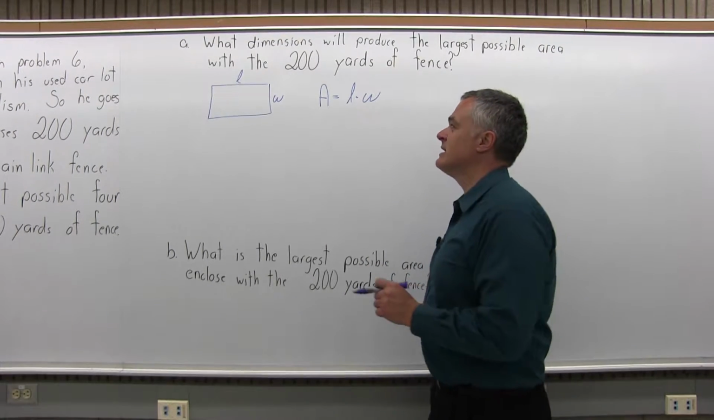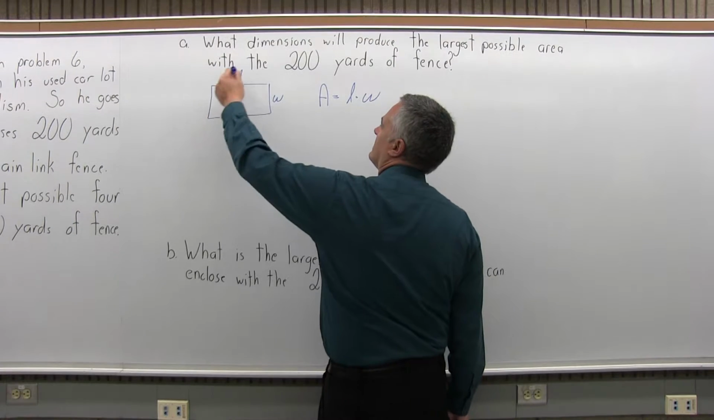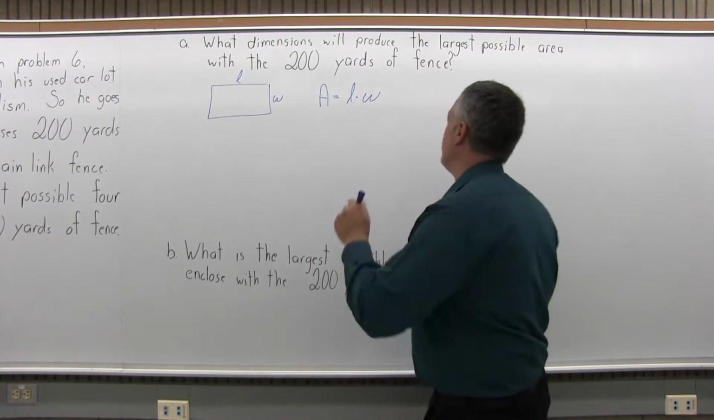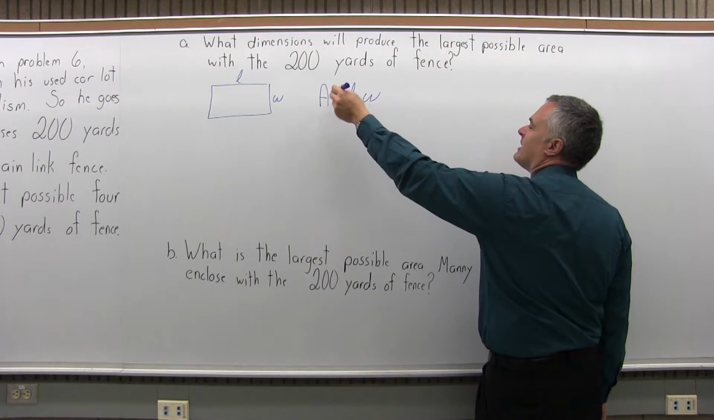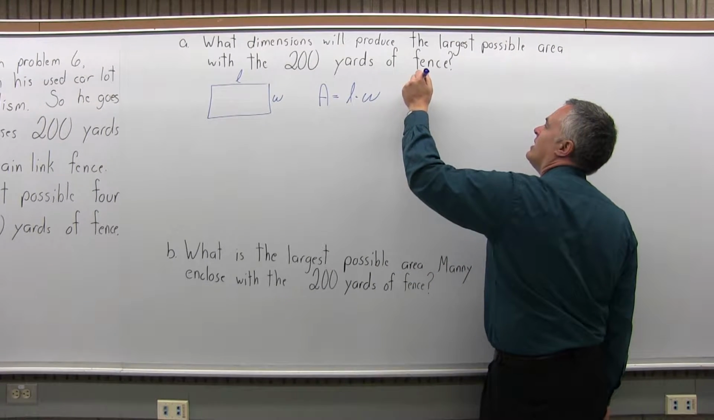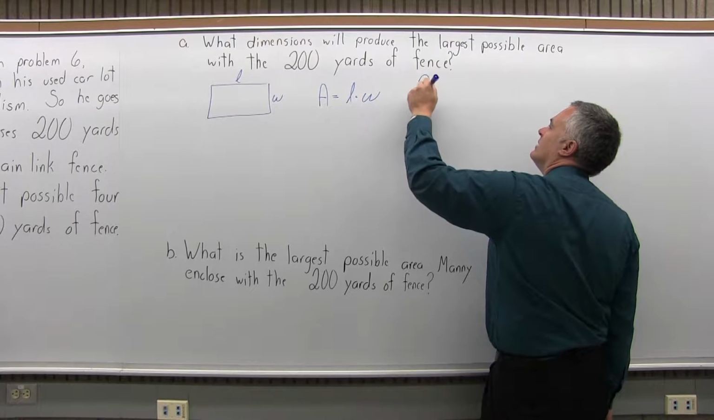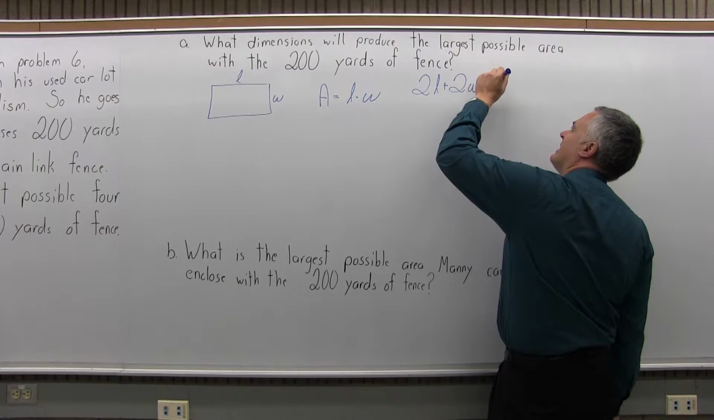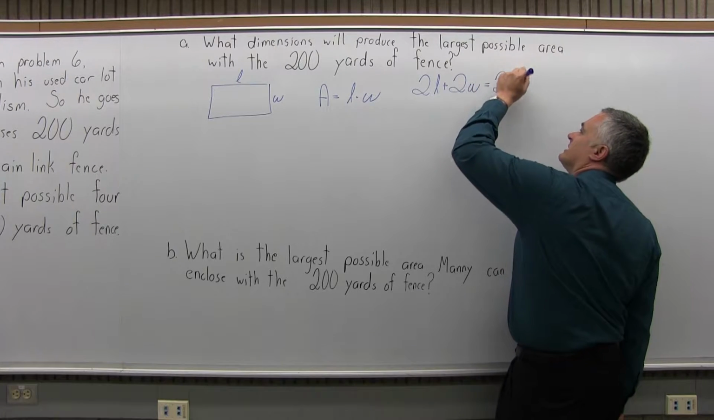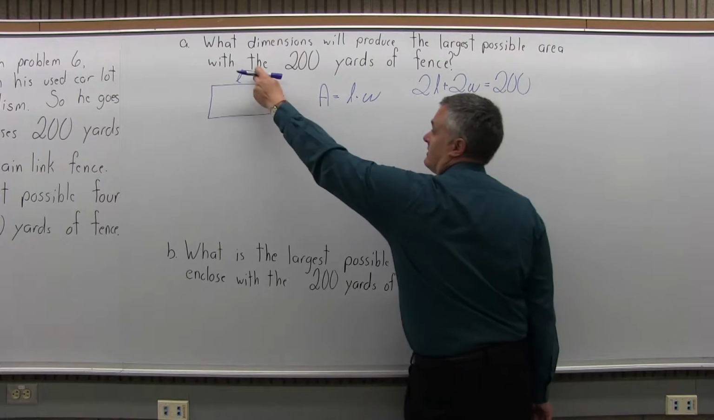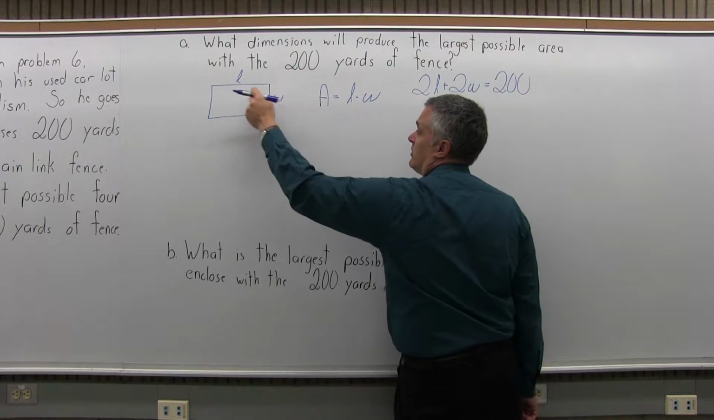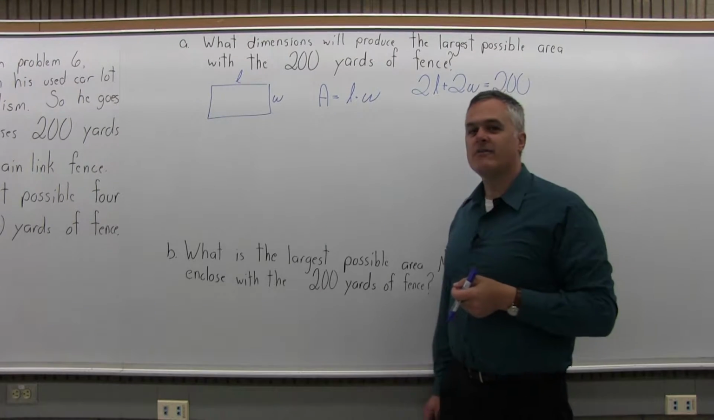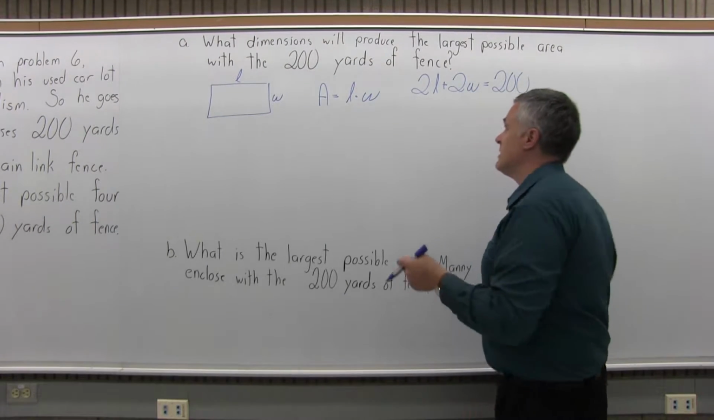Well, the key is that all the way around is going to be the 200 yards of fence. So let me come off to the side next to my area equals length times width. And I know that 2 lengths and 2 widths added together have to add up to 200. That's the amount of fence. 2 lengths, a top and a bottom, plus 2 widths, a left and a right, have to add up to 200. Now that I have this, let me solve for one variable in terms of the other.